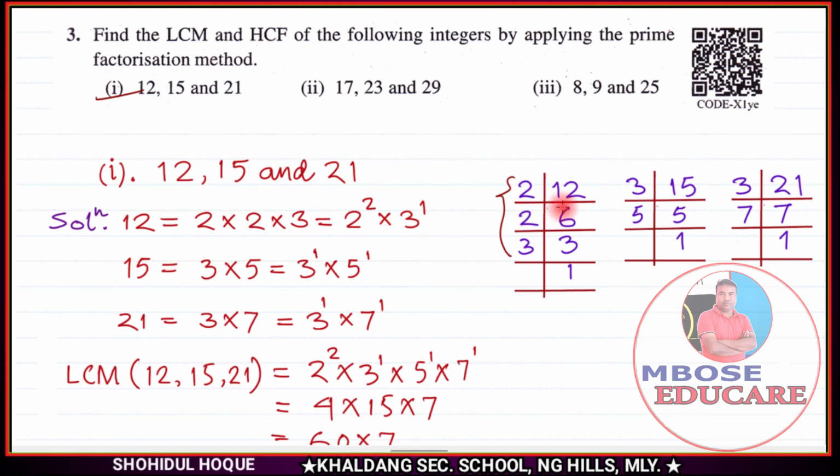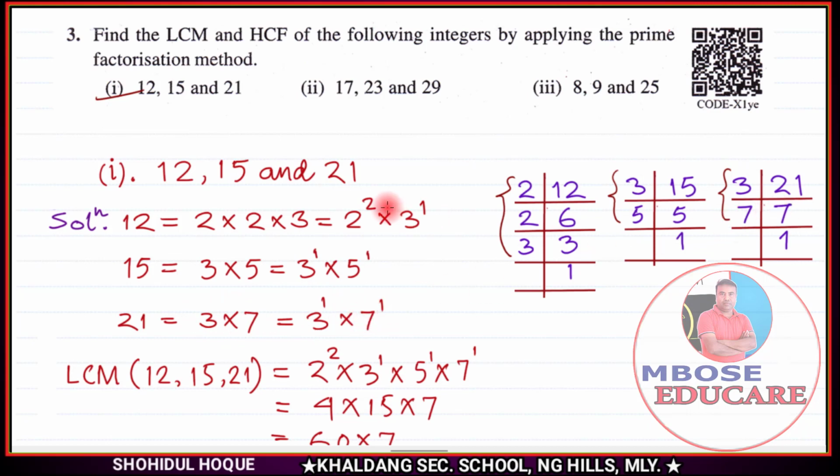Next, we have to write the prime factorization of 15. There are only 2 prime factors of 15, 3 and 5. So 15 is equal to 3 into 5. We write it in power notation, that is 3 to the power 1, because 3 appears only one time here, into 5 to the power 1. Next, 21. 21 has 2 prime factors, 3 and 7. So 21 is equal to 3 into 7, which in power notation is 3 to the power 1 into 7 to the power 1.